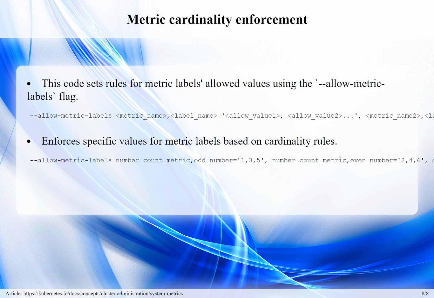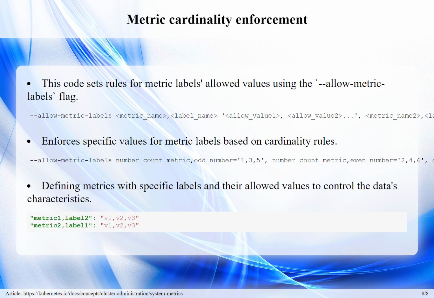This code snippet enforces cardinality for specific metric labels, allowing only certain values for each label. For example, for the metric number_count_metric, the label odd_number can only have values 1, 3, and 5, while the label even_number can only have values 2, 4, and 6. Similarly, for the metric date_gauge_metric, the label weekend is restricted to only Saturday and Sunday.